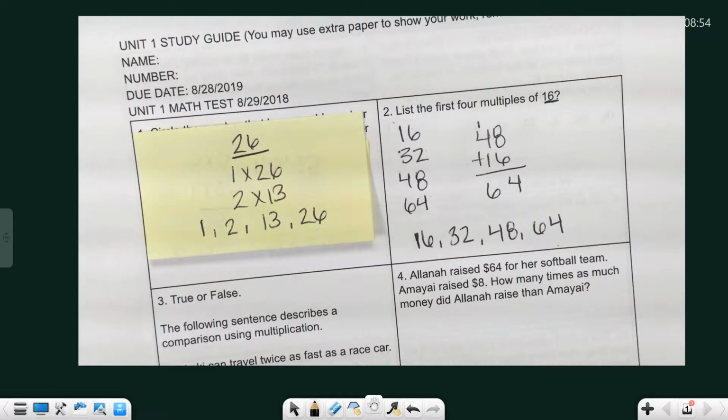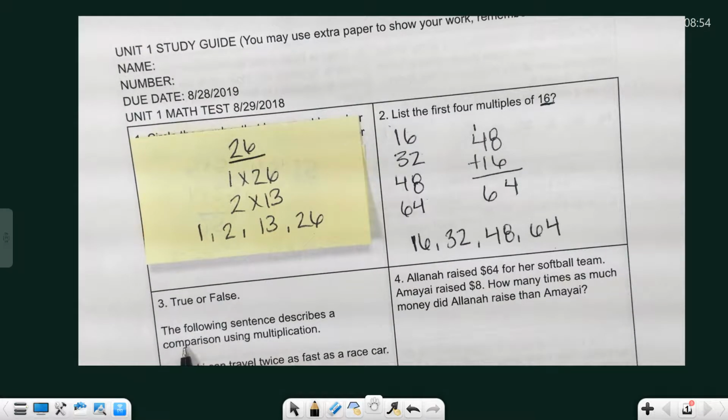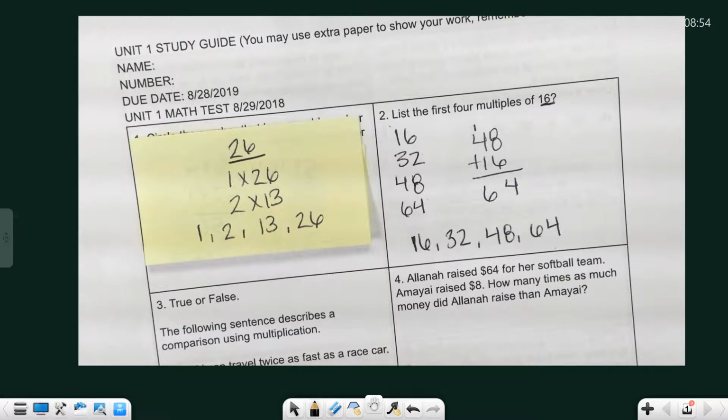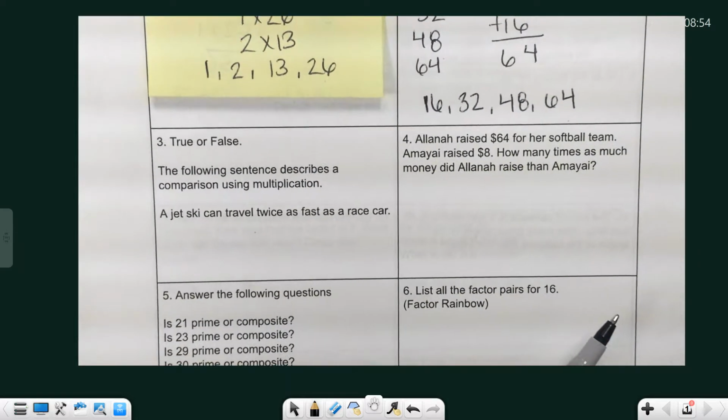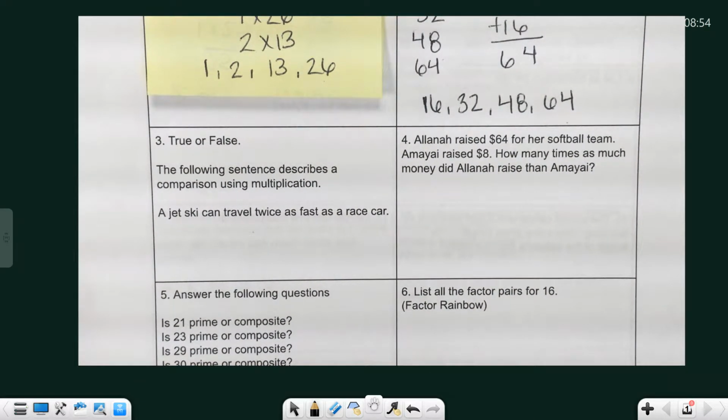Okay. Let's look at number 3. It says true or false. The following sentence describes a comparison using multiplication. Your sentence says a jet ski can travel twice as fast as a race car. Yes, it is true. False. It's false. If you say false, raise your hand.